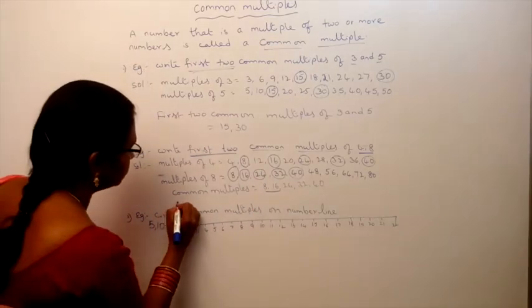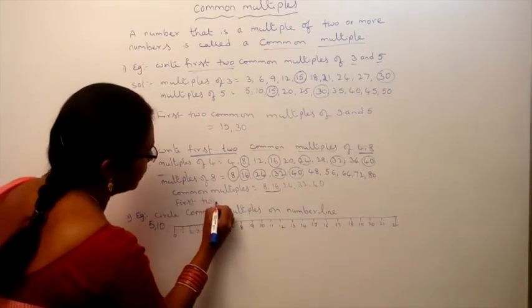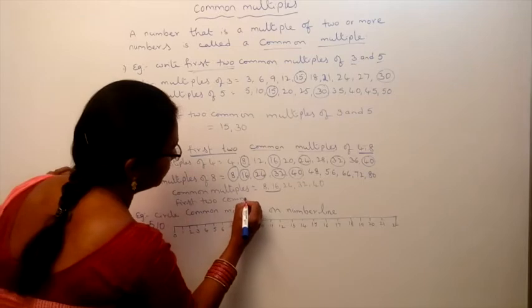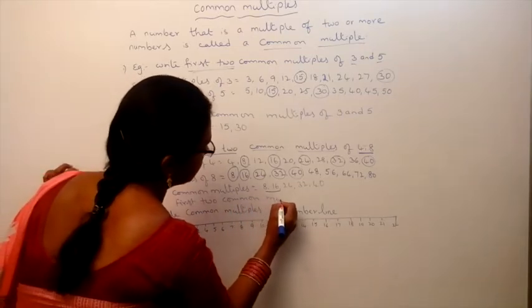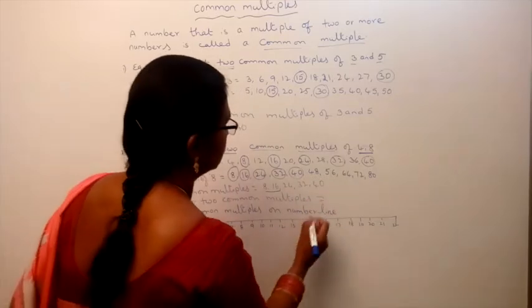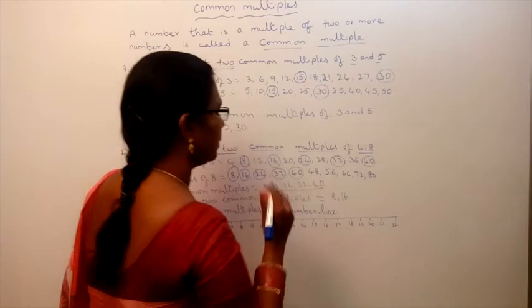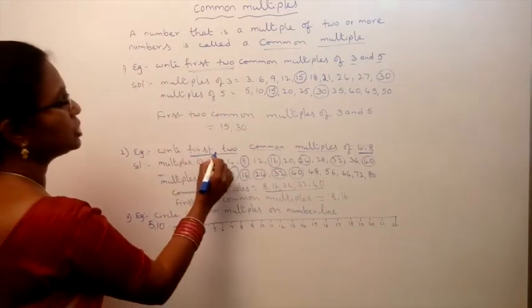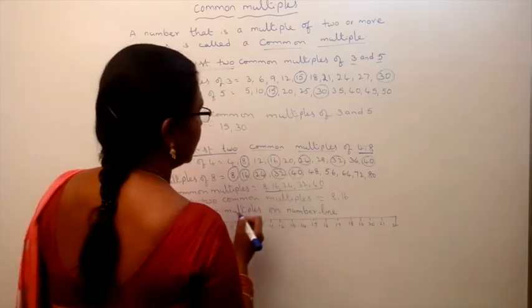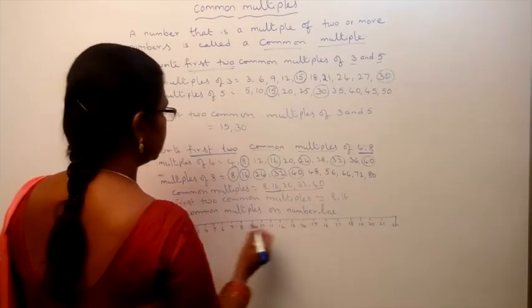Now, first 2 common multiples is equal to 8, 16. These all are common multiples, but he asked only first 2 common multiples. And what we have to write? First 2 common multiples we have to write 8 and 16.